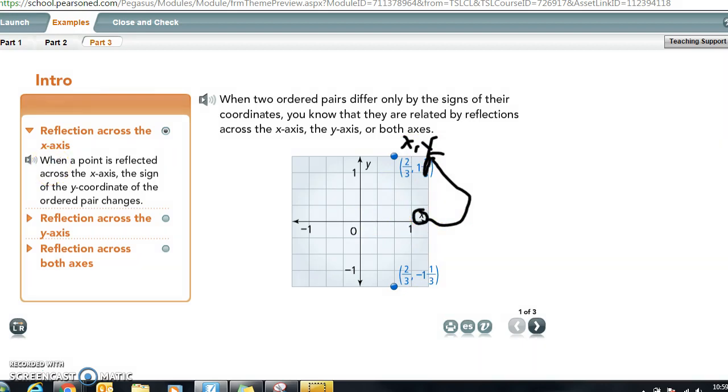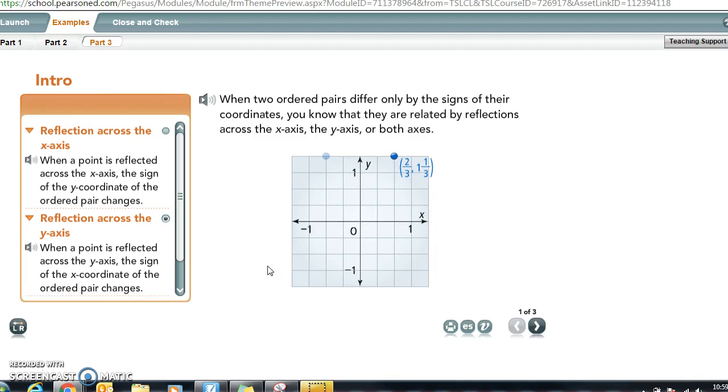So what do you think, go ahead and predict, is going to happen when we reflect across the y-axis? A reflection across the y-axis changes the sign of the x-coordinate. The y-coordinate remains the same. 2/3, 1 1/3, reflected across the y-axis is negative 2/3, 1 1/3. So remember, since we're reflecting across the y, and the first number is always my x and the second one is my y, I am going to just change this first number. So they're the same, but they make this a negative.